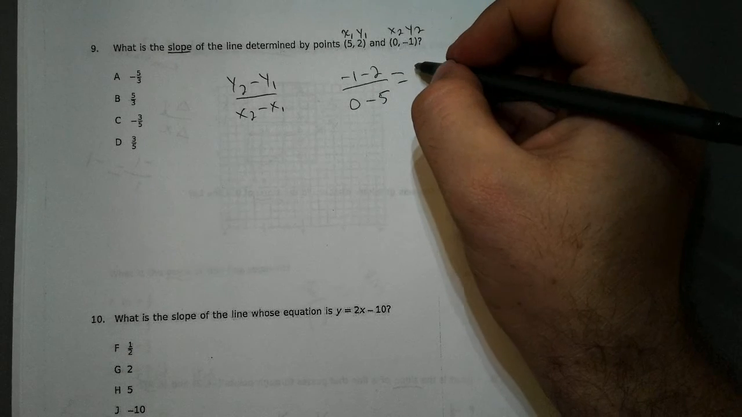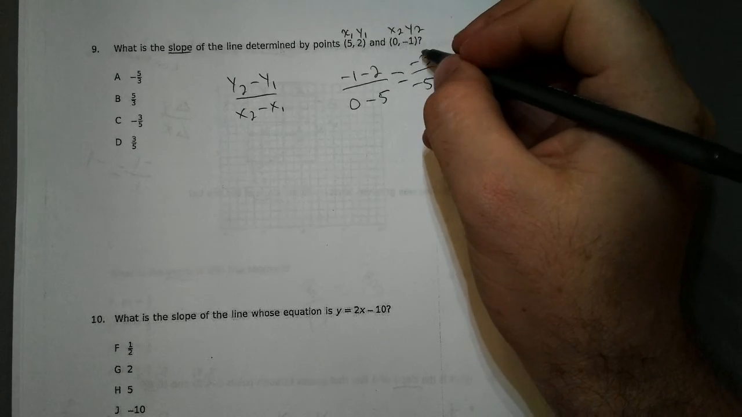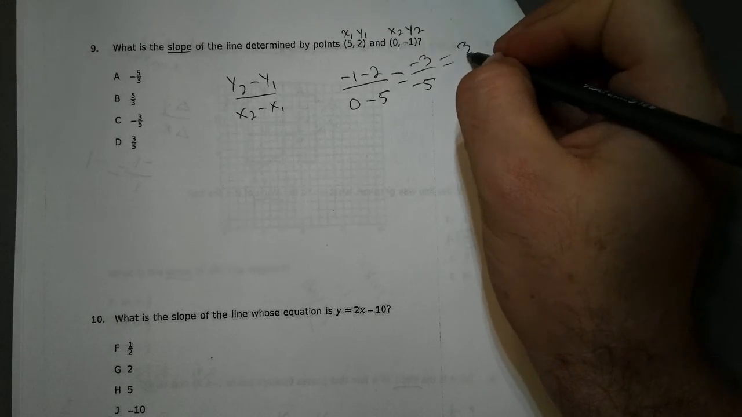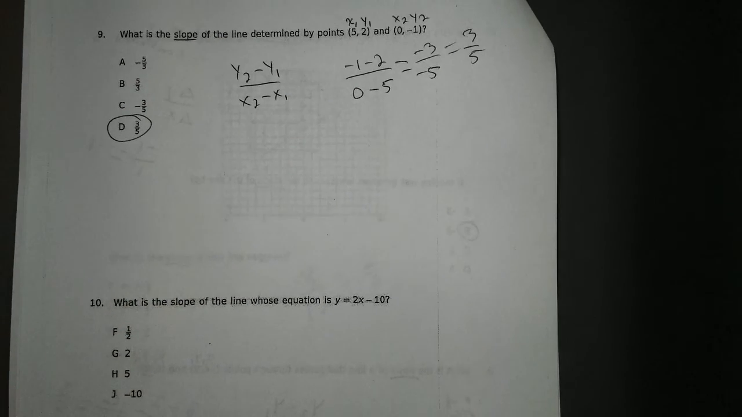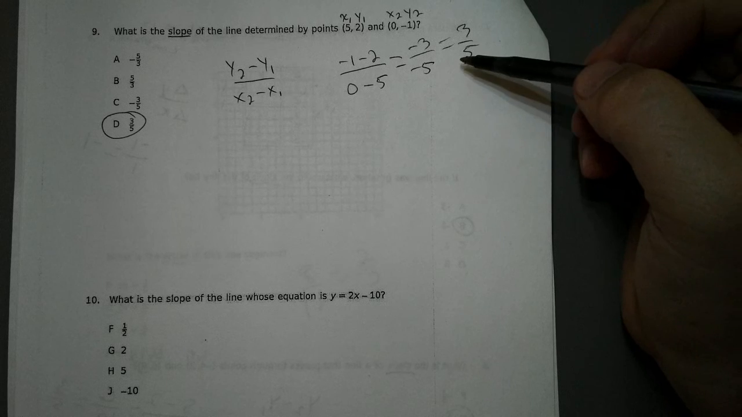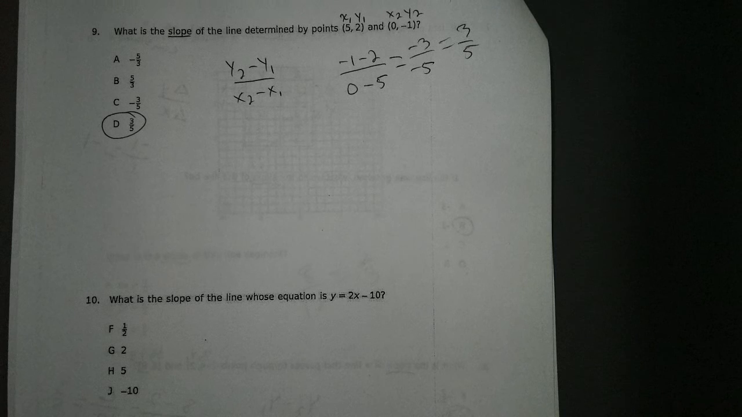Negative 1 minus 2 is negative 3. 0 minus 5 is negative 5. Negative divided by a negative is a positive, so this is positive 3 over 5, which is answer D. If you ever see a negative divided by a negative, just flip the sign, change it to positive. I'm going to put 10, 11, and 12 on part 3.